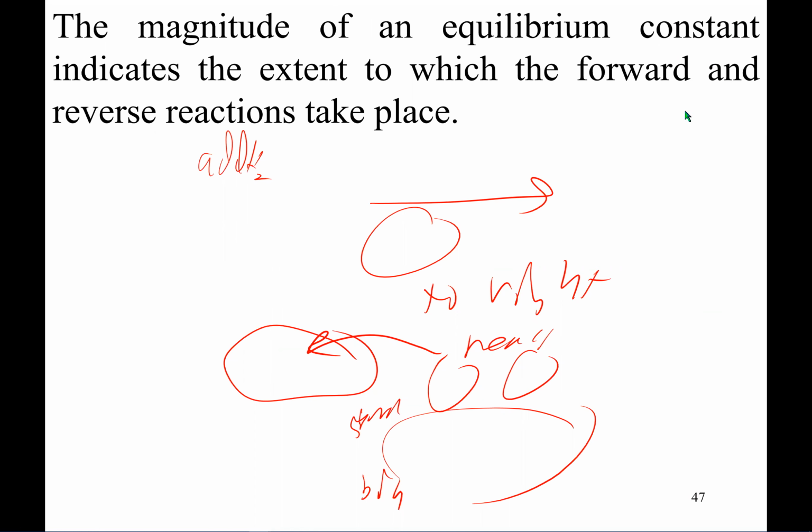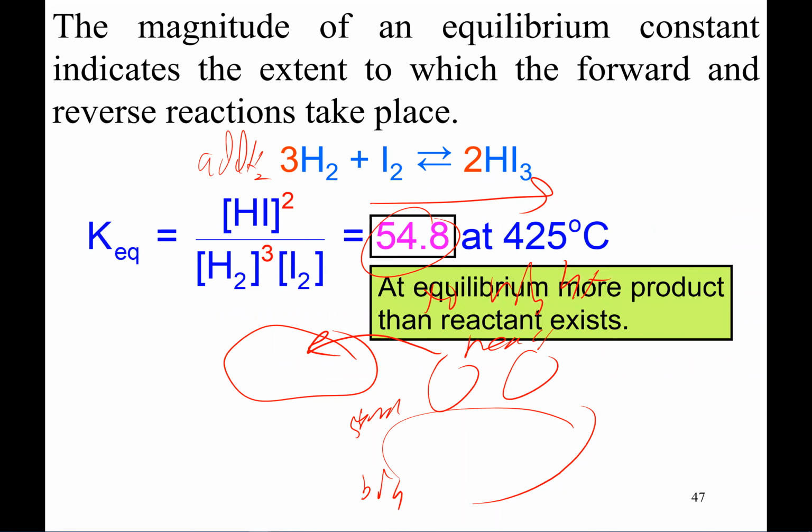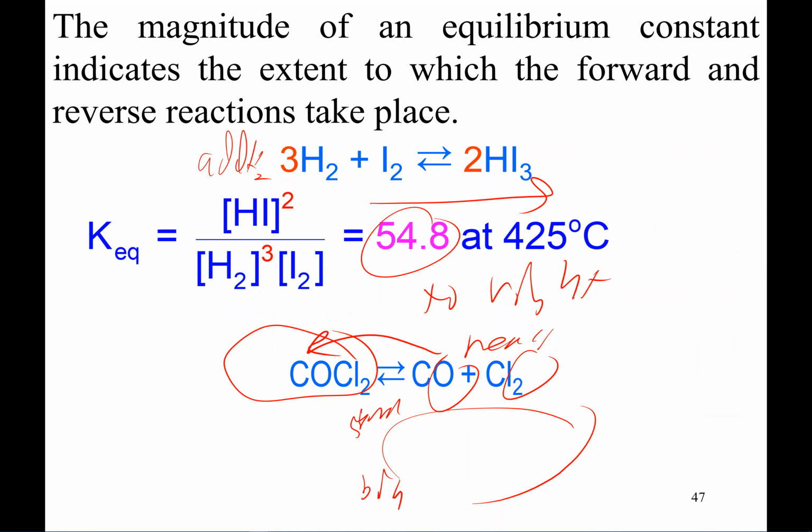So essentially what you have is a combination of factors where if you add hydrogen to that side, it'll shift to the right. And so in this case, the KEQ at 425 degrees Celsius is 54.8. And that magnitude indicates that it goes to the right, and that essentially is the driving force for the reaction to take place. At equilibrium, more product than reactant exists at this point.